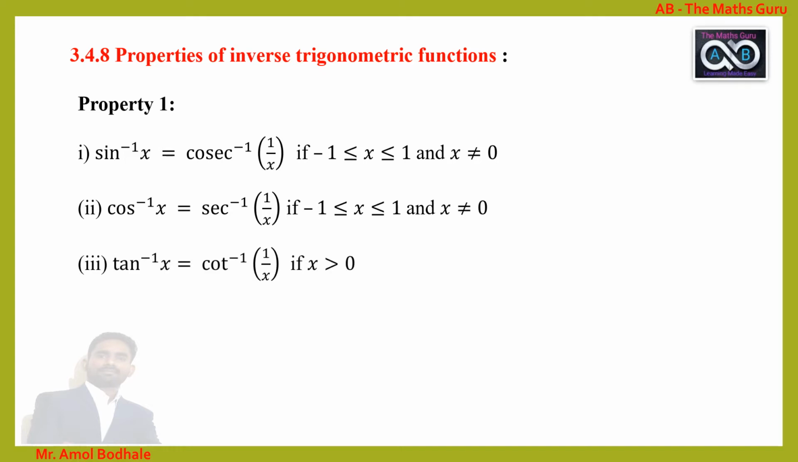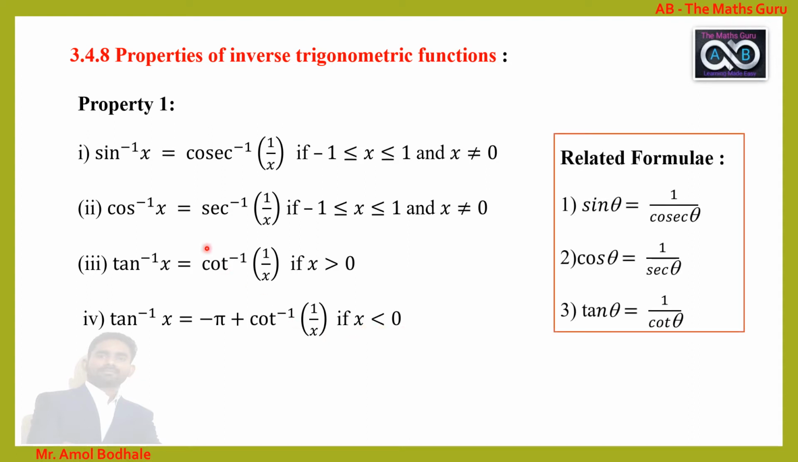Next one: tan inverse of x is equal to cot inverse of 1 by x if x is greater than 0. See here the restrictions on x, which are exactly the domain of sine inverse, cos inverse and tan inverse. Tan inverse of x is equal to minus pi plus cot inverse of 1 by x if x is less than 0. So here we can remember these properties using the previous identities.